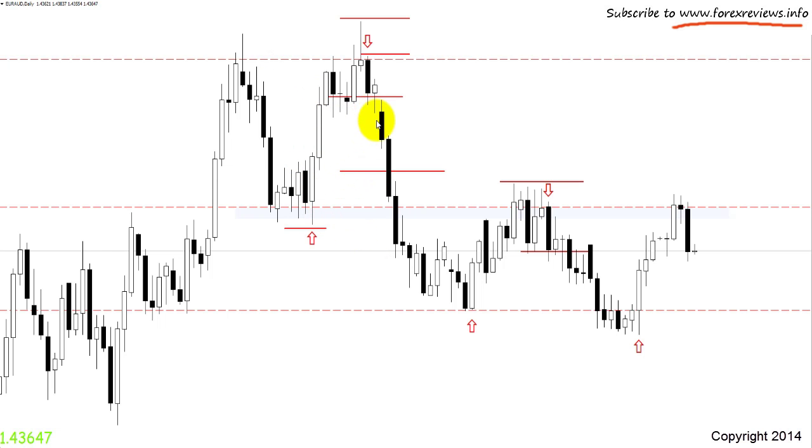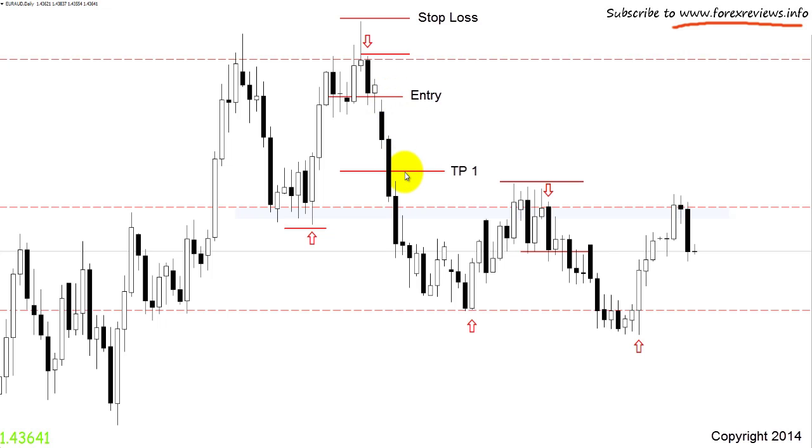Okay, so this is the next signal that you could have taken. This is a sell signal, previous resistance structure on this pair. You place your stop above the signal, right? And this is also a valid stop loss placement here. That's why I've got it here. This would be your entry, just below.